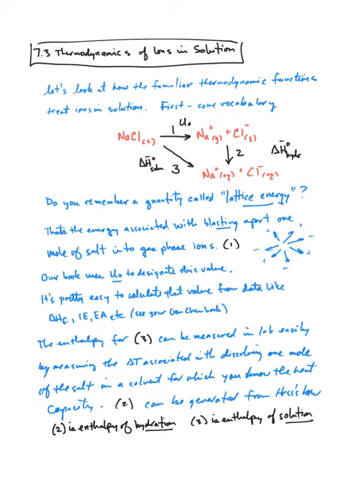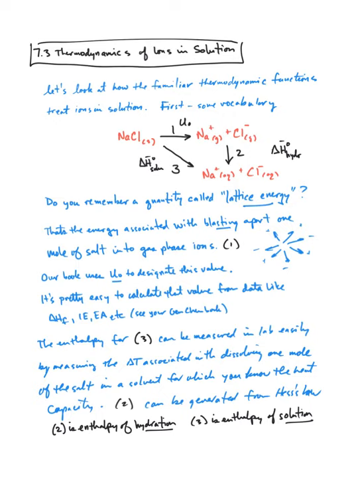Lattice energies are pretty easy to calculate from data like heats of formation, ionization energies, and electron affinity. I'm pretty sure Dr. Breen probably gave you an exam question in first year on how to calculate a lattice energy. So there's big tables of them, they're easy to get. The enthalpy value for 3, so that's the enthalpy of solution, can be measured in a lab very easily. Basically, you take a mole of salt, you put it in solution, you see if the temperature changes, and if you know the heat capacity of the solution, you could get the delta H of solution very easily.